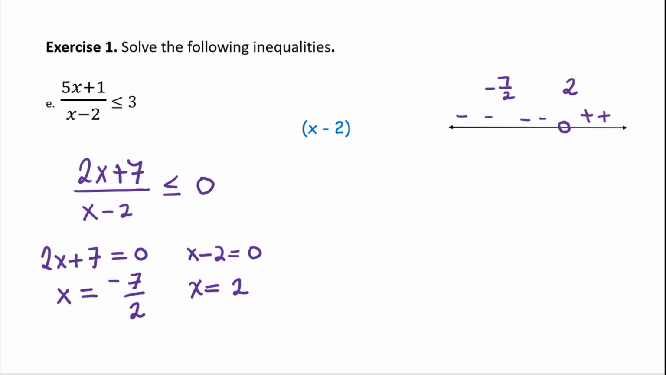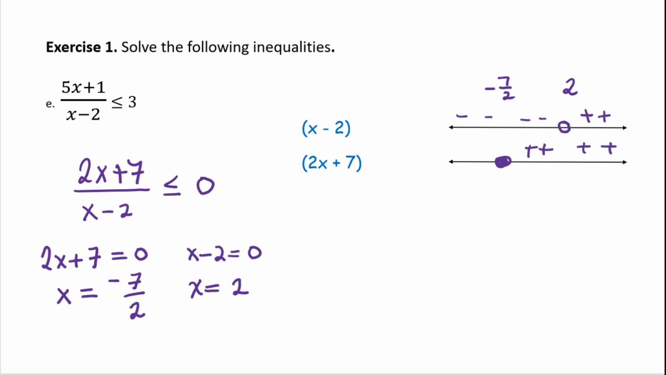Let's look at the numerator term, 2x plus 7. 2x plus 7 equals 0 at negative 7/2. Now, to the right of negative 7/2, such as 0, you're going to have 2 times 0 plus 7, that's positive.